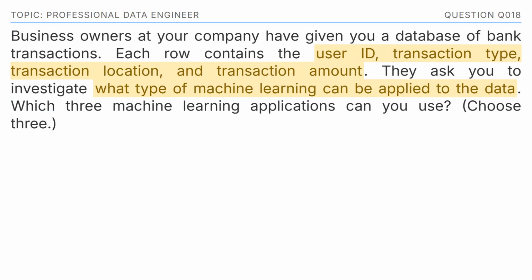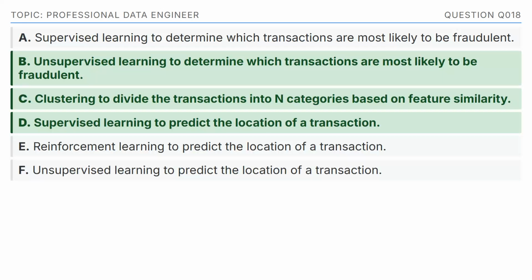To arrive at the correct answer, we focus on the keywords: user ID, transaction type, transaction location, and transaction amount. What type of machine learning can be applied to the data? Correct answers are Option B, unsupervised learning to determine which transactions are most likely to be fraudulent. And Option C, clustering to divide the transactions into n categories based on feature similarity.